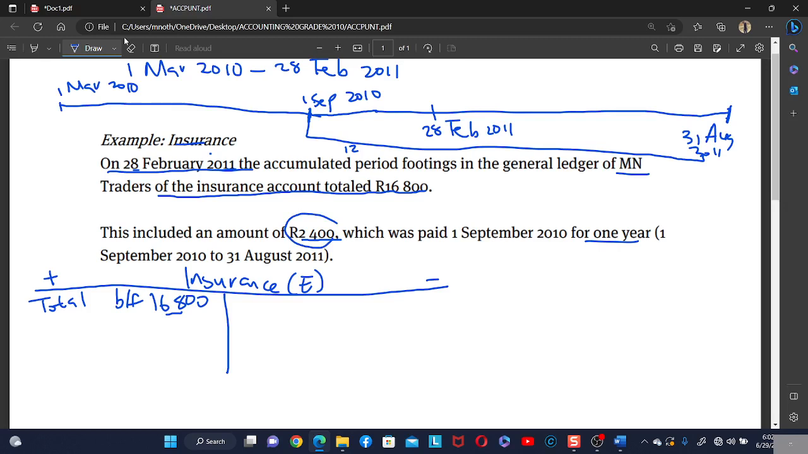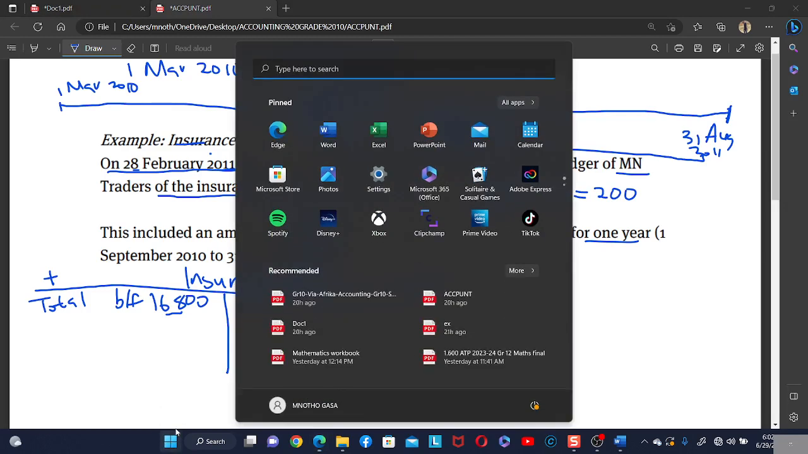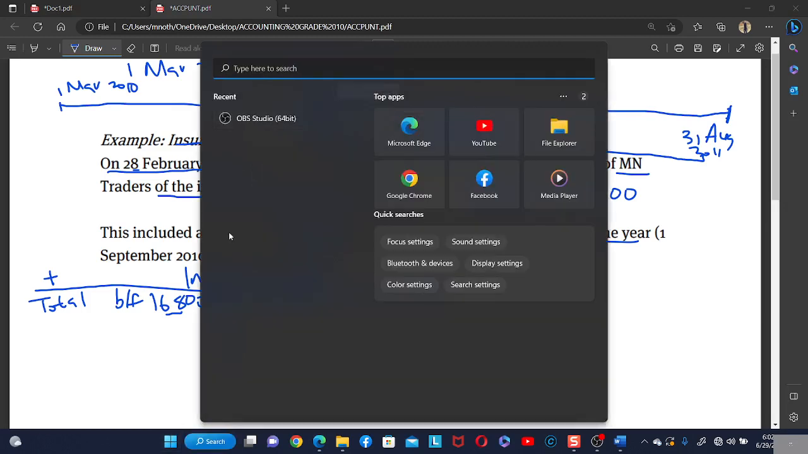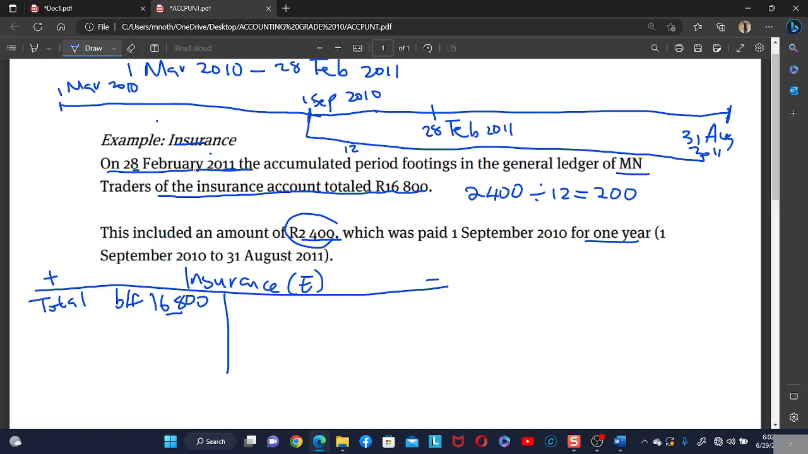So now let's check that. Actually, the insurance was how much per month, divided by 12. So this is going to give you an amount of 200 rand. Let's confirm. There's a calculator here. There's no calculator, okay, but it must be 200. Yes, 2.4 divided by 12 is 200. So each month is 200 rand, right?